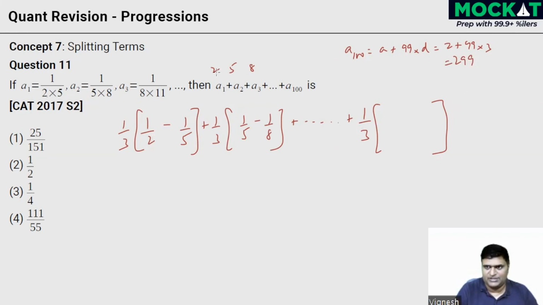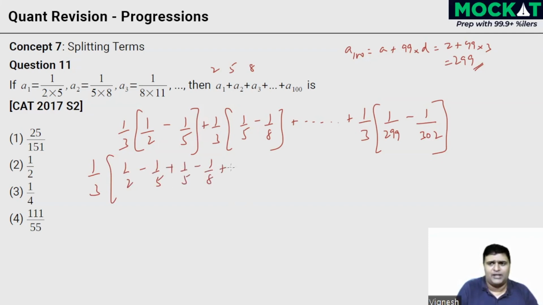But what was I looking at? 2 over here was my first term. In A2, 5 was my first term. In A3, 8 was my first term. In A100, 299 will be in the first term's denominator. So 1 by 299 minus 1 by 299 plus 3, which is 302. If I take a 1 by 3 common over here, I don't even need to do this. At this stage itself, you could have cancelled out 1 by 5 and all of that. Plus 1 by 5 minus 1 by 8 plus 1 by 8 minus 1 by 11, and this would have continued, plus 1 by 299 minus 1 by 302.